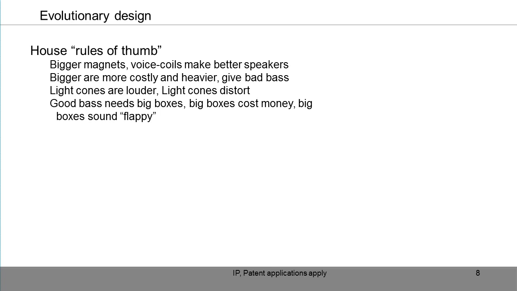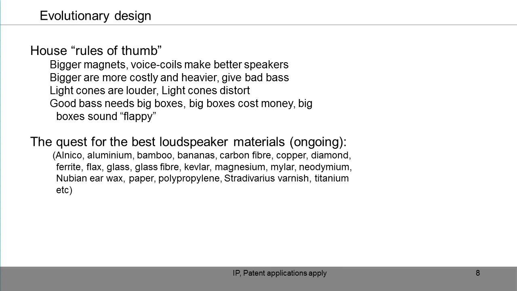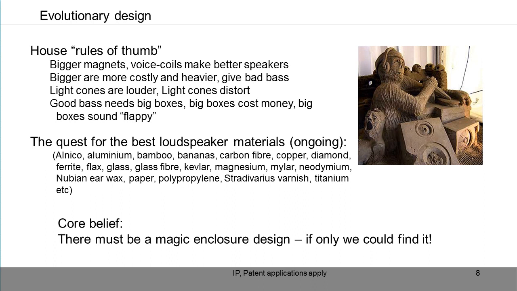We also looked for materials. We went through quite a selection of materials. I've done them in alphabetical order there, but we go through quite a lot of materials for magnets, cones, suspensions, baskets, all of those sorts of things. In amongst all of that, we did have a core belief that there must be that ultimate loudspeaker box, that really clever box that just does it, just makes it work so much better than all the others. There must be a magic enclosure design. Let's keep going till we find it.